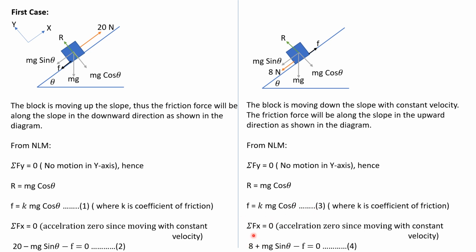The net force in the x direction is also equal to 0 because the block is coming down with constant speed, so zero acceleration. So we have written 8 is the force by which it is getting pulled. Mg sin theta is the component of weight along the slope, and both are working in the same direction, so we add plus mg sin theta. Friction force is opposite, minus f is equal to 0. So this is equation number 4.